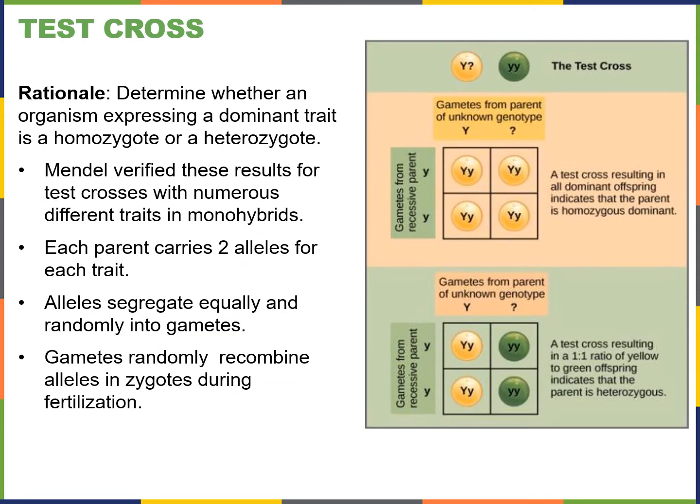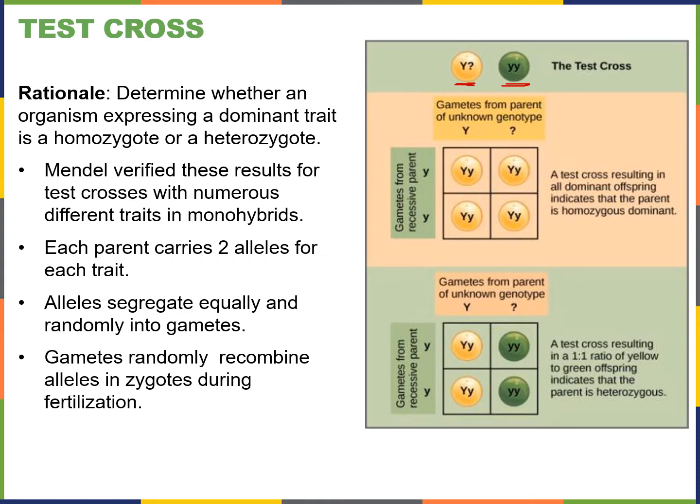Throughout Mendel's career, he did a lot of different test crosses because he wanted to determine whether an organism expressing a dominant trait was a homozygote or a heterozygote. So he had all these different yellow peas, and yellow tended to be the dominant trait. Green was the recessive trait. But over the course of time, with so many different breedings, he may have lost track. So he would do some test crosses to determine what the gametes were.